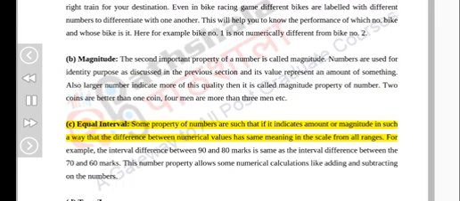C. Equal interval. Some numbers indicate amount or magnitude in such a way that the difference between numerical values has the same meaning across all ranges of the scale. For example, the interval difference between 90 and 80 marks is the same as the interval difference between 70 and 60 marks. This number property allows some numerical calculations like adding and subtracting on the numbers.